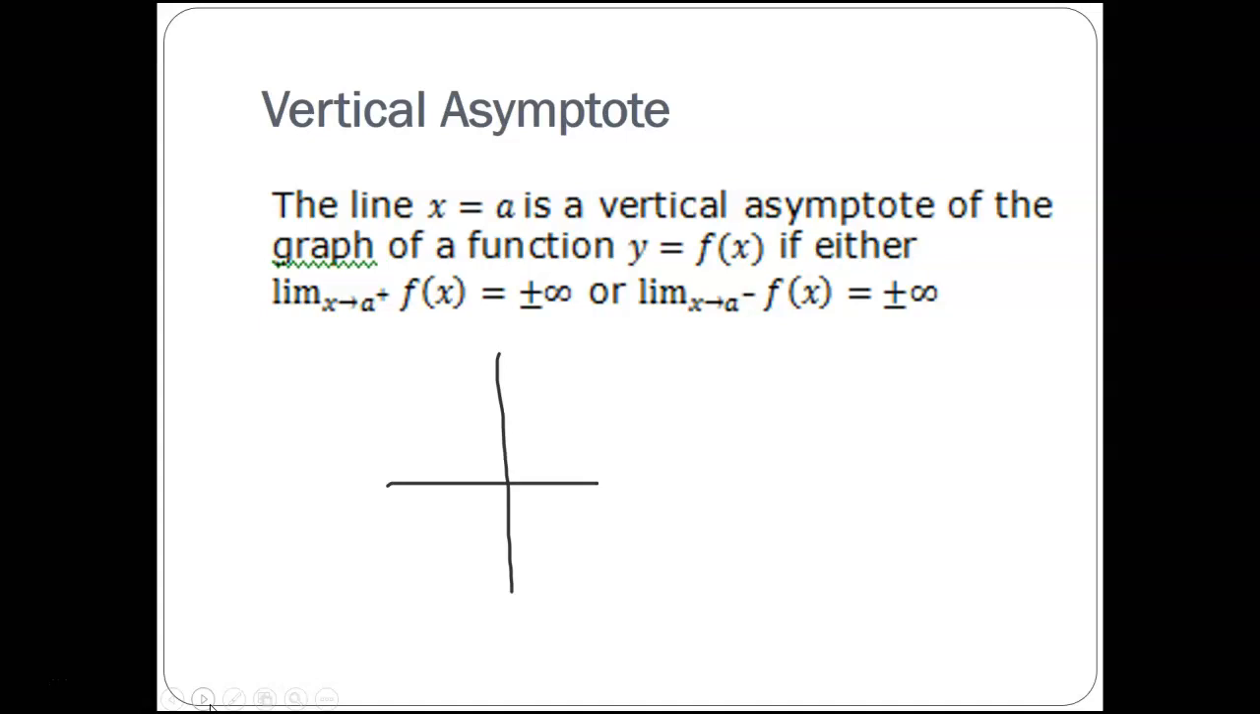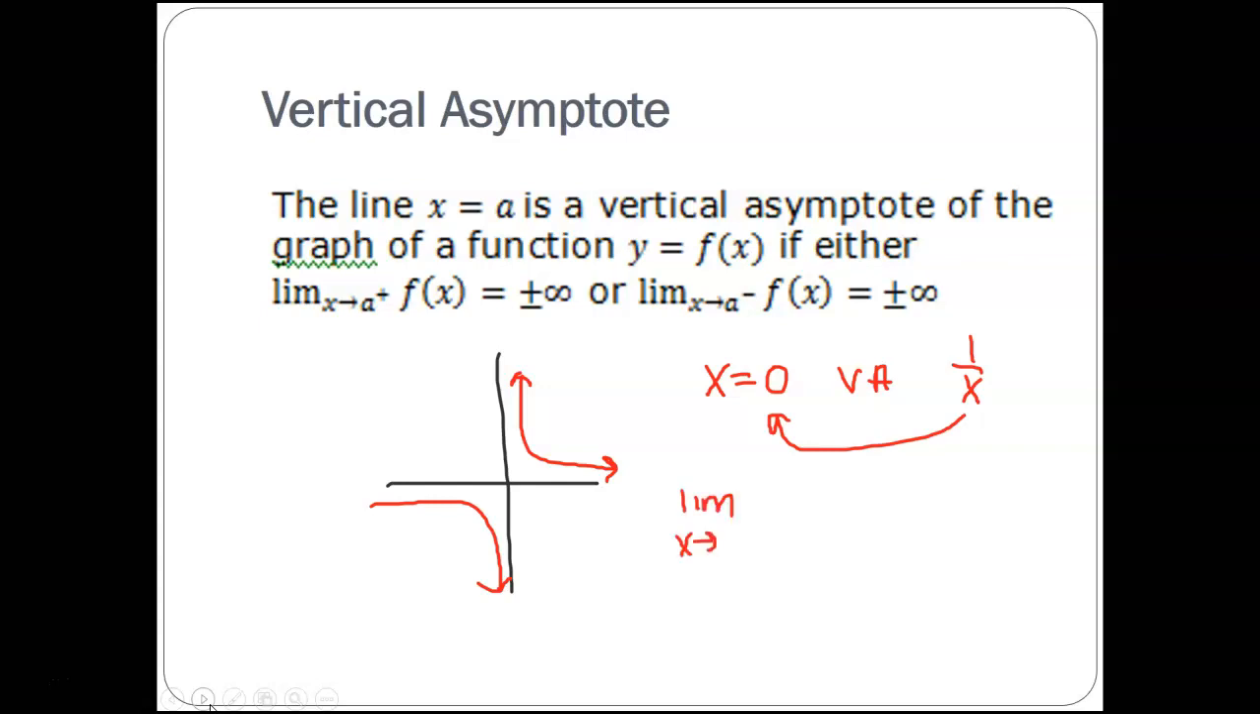When I graphed 1 over x, we said that x equals 0 was a vertical asymptote because we know that 1 over x has x in the denominator, and the vertical asymptotes come from setting the denominator equal to 0. Yesterday, we talked about the limit as x approaches a number from the right and the limit as x approaches a number from the left.